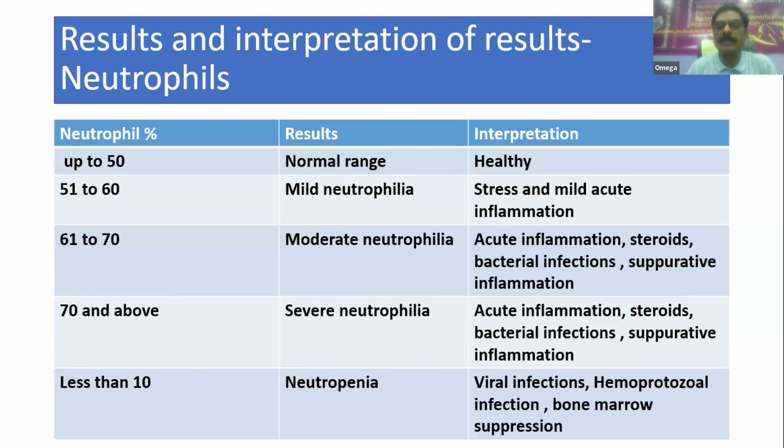So the etiological factors remain almost the same. Stress, acute inflammation, use of steroids, bacterial infection, suppurative inflammation. All these conditions may lead to an increase in the neutrophilic count. And whenever there is neutropenia, the neutrophilic count will be less than 10, and it could be observed in case of hemoprotozoal infection, viral infection, and bone marrow suppression.